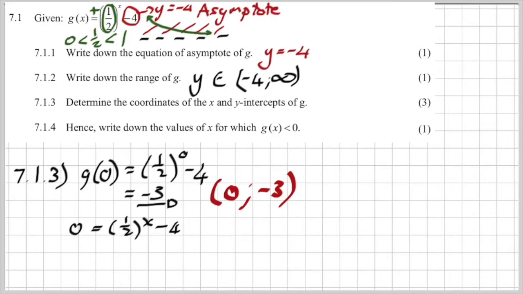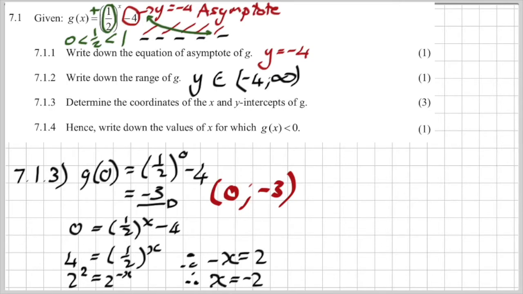Okay, let's carry on to the x-intercept. I'm going to go through the motions again. It's an exponential equation, so I need to isolate the half to the x. So I'm going to take the negative 4 to the left-hand side. I'm going to make my bases the same. Remember that a half is 2 to the negative 1. So therefore negative x is 2 and x is therefore negative 2. So what is my x-intercept? (-2; 0).